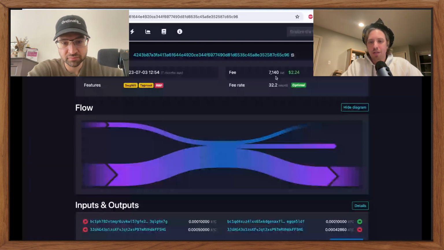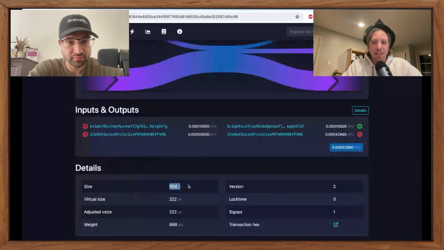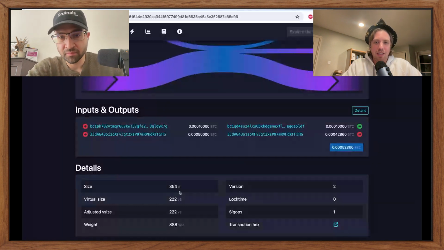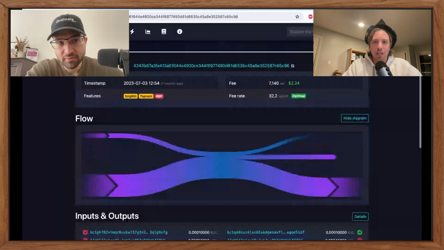Now, what's interesting to look at here is the fee rate is about 32 sats per vbyte, and the fee is about $2. And if we scroll down, the thing I want to highlight is that the size of this transaction is 354 bytes. That's what the B is. If you want to dig in more about virtual bytes and weights, doing some reading about SegWit is a great way to start. But for now, let's just stick with this size in bytes, because what we're going to do is compare it to a UTXO consolidation transaction.